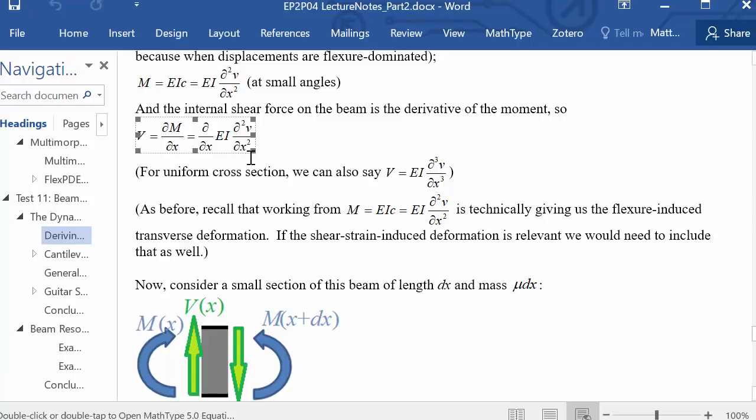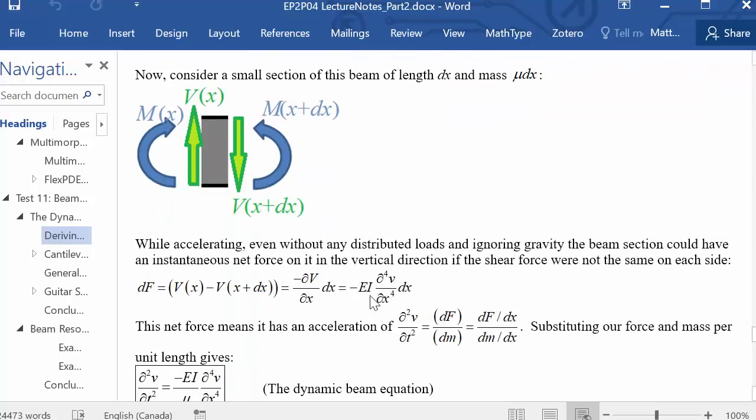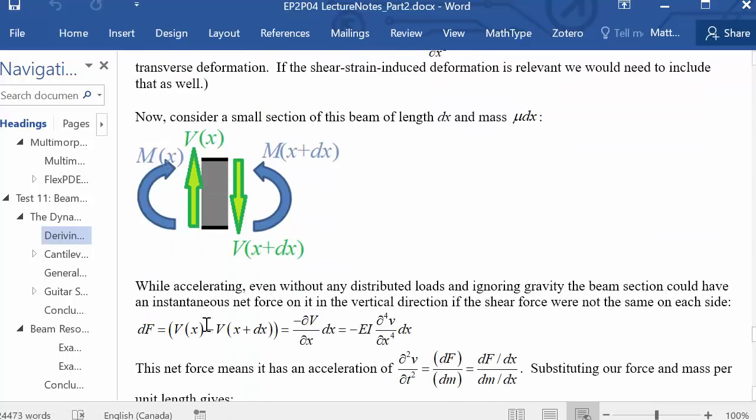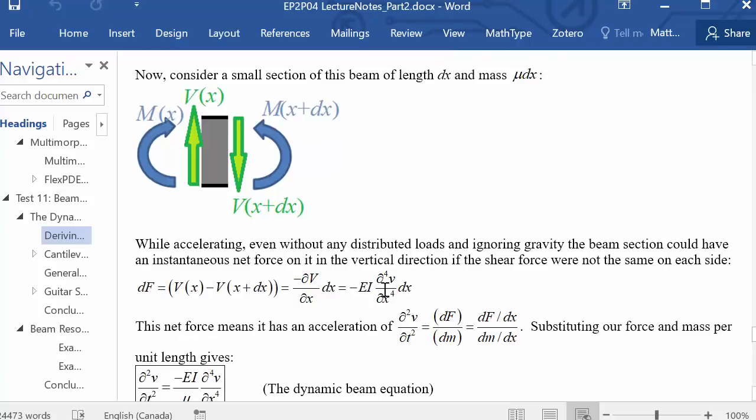Okay, so you substitute in this EI del squared V by del x squared for the bending moment into the definition, or the result from much earlier in the course, that the internal shear force is the derivative of the bending moment per step in X. And then you substitute that in for the net force equation that we just figured out, to figure out the net force is negative EI del to the 4 V by del x to the 4 times dx.